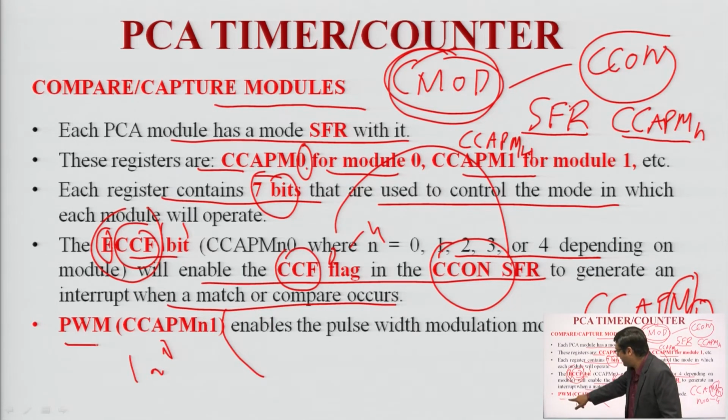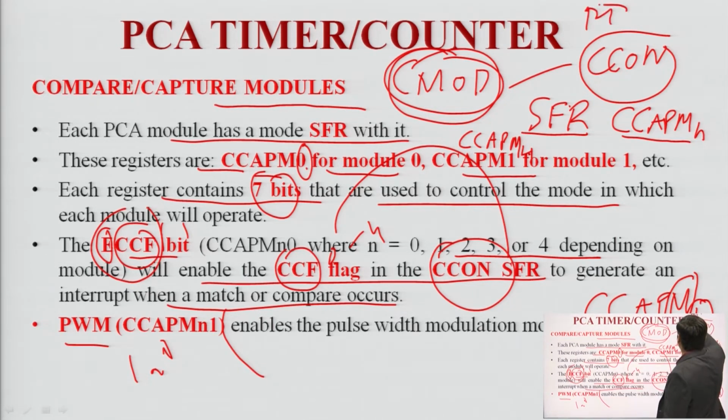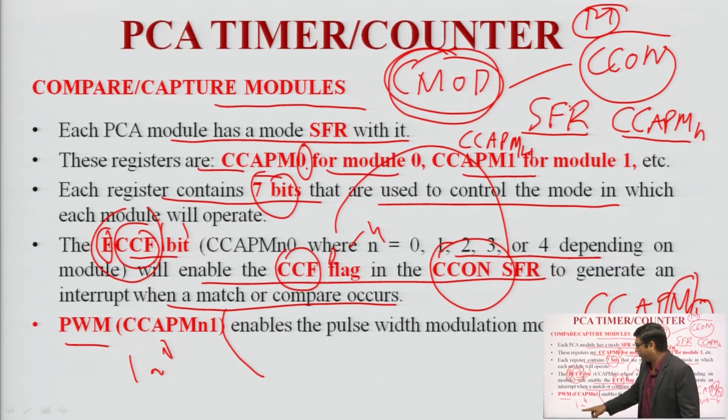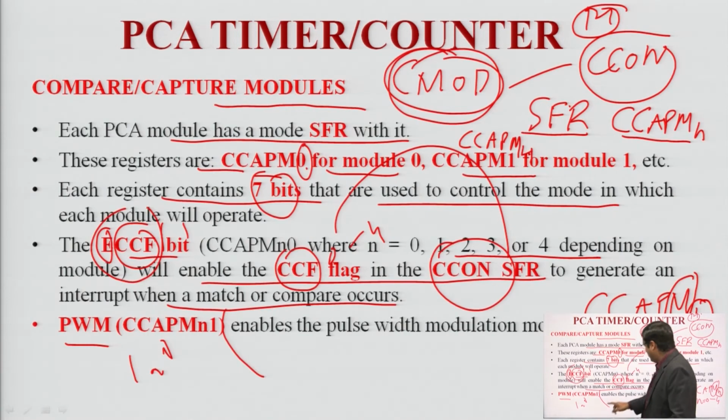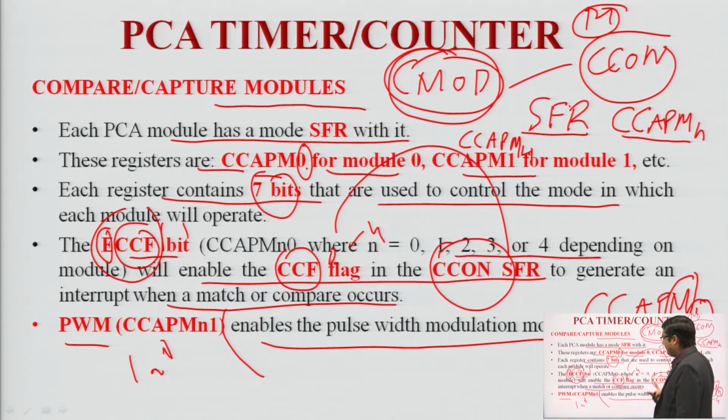After that, there is the PWM mode operation. We have seen that M represents the mode operation and PWM is one of the modes of operation. So how can we say that this PCA timer works in the PWM mode? If it works in the PWM mode, then this bit, that is PWM 0, or we can say PWM 4, should be 1. So it enables the pulse width modulation mode. If the PCA module works in this particular PWM mode, this bit should be 1.